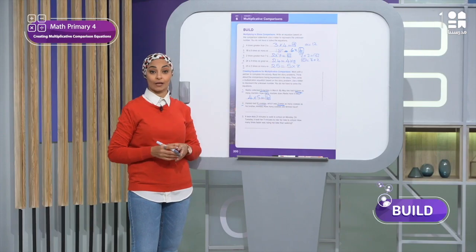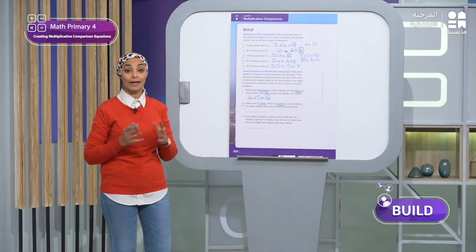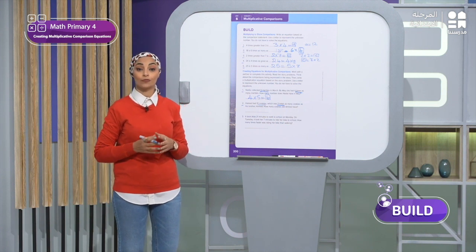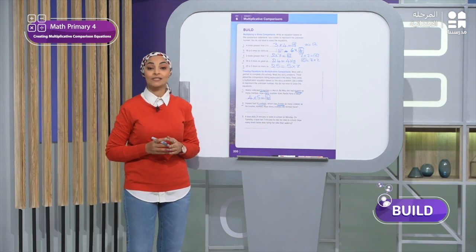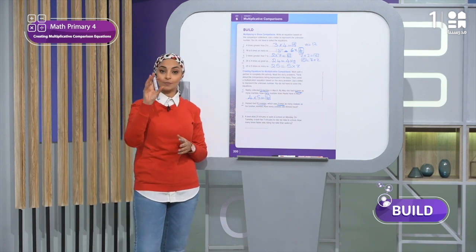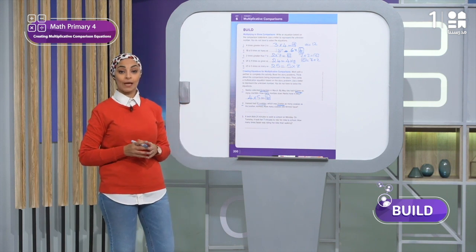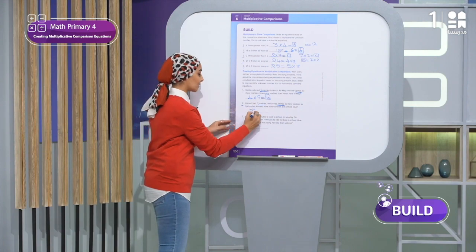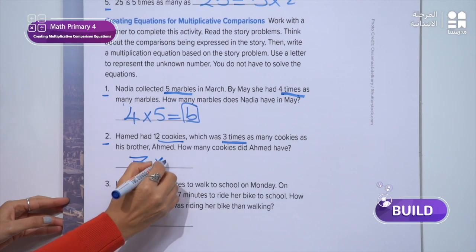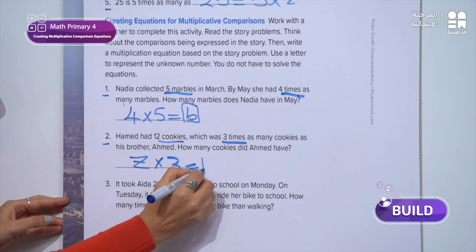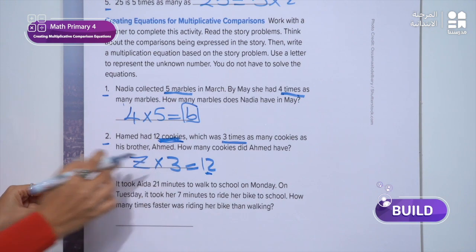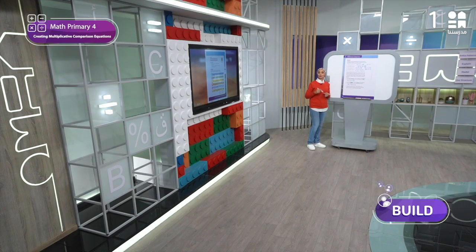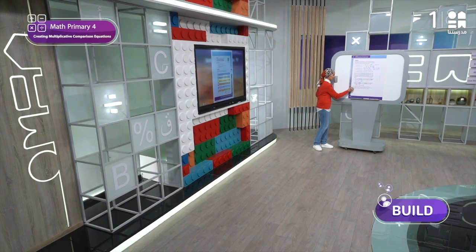These are the things I know. The unknown value, the thing I don't know or want to find, is the number of cookies that Hamed's brother has. We can use the letter Z to represent the number. So I will use Z to find the unknown number. How do I write the equation? I write Z times 3 equals 12. This means the 12 cookies of Hamed equals 3 times what? Now you can do the same to problem number 3.